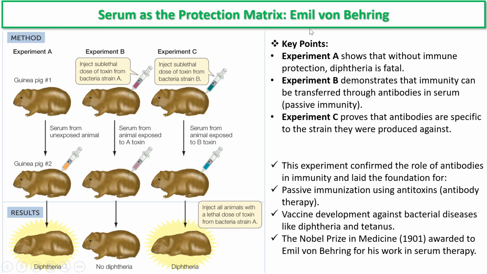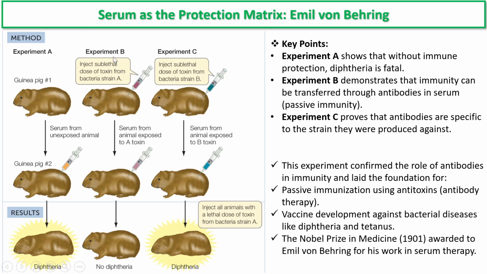So, from the experiment of Emil von Behring, what we understood is that he took one guinea pig. He isolated some serum from this guinea pig, and the serum from this guinea pig is unexposed to any type of toxin or bacteria or anything. This is a normal, healthy guinea pig one. He isolated serum and injected it into guinea pig number two. Like, serum from this unexposed, uninfected, normal, healthy guinea pig is injected into guinea pig number two.